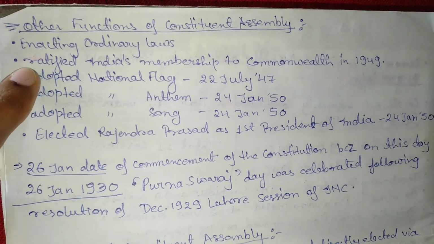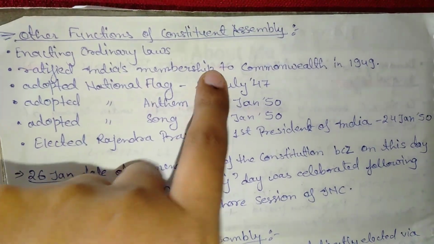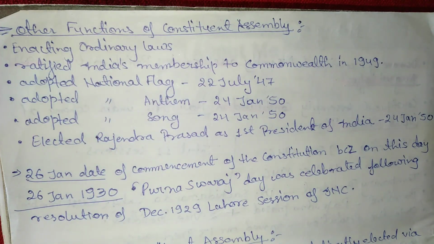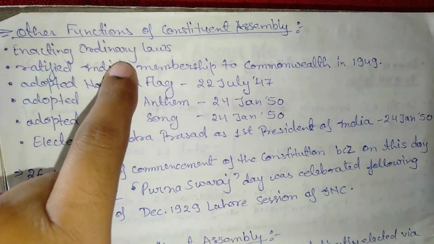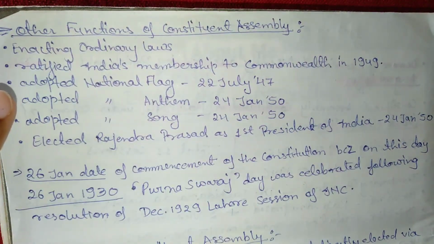Then the second thing the Constituent Assembly did was they ratified India's membership to the Commonwealth in 1949. As we all know, the British gave India the choice whether we want to remain in the Commonwealth, or we also had the option to come out of the Commonwealth. India chose to remain with the Commonwealth. So the Constituent Assembly ratified India's membership to the Commonwealth in 1949. This was another function that they performed.